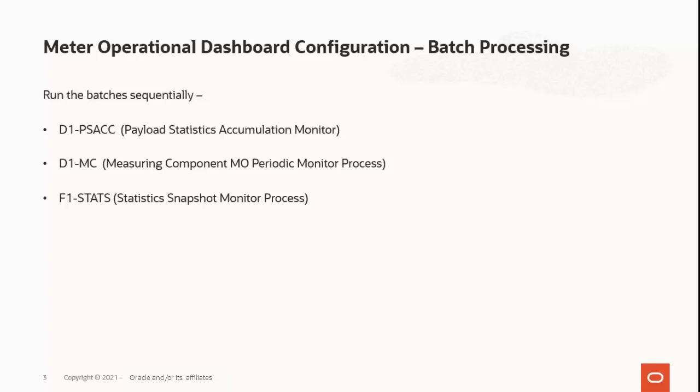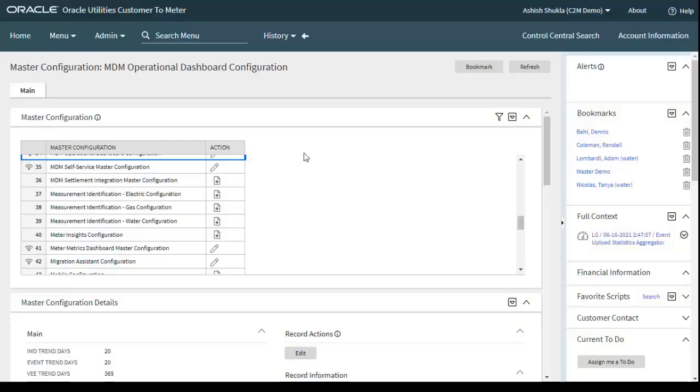And then the last one is F1 states, the statistics snapshot monitor process, which captures the transactions which have gone into exceptional or discard state or have pending to-dos associated with them at a specific time. Okay, now let's move to the application and we'll run those batches.